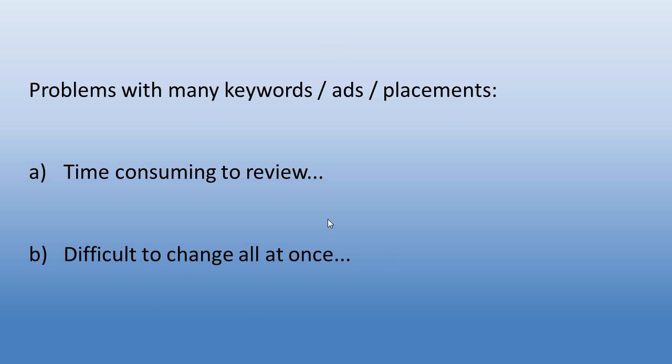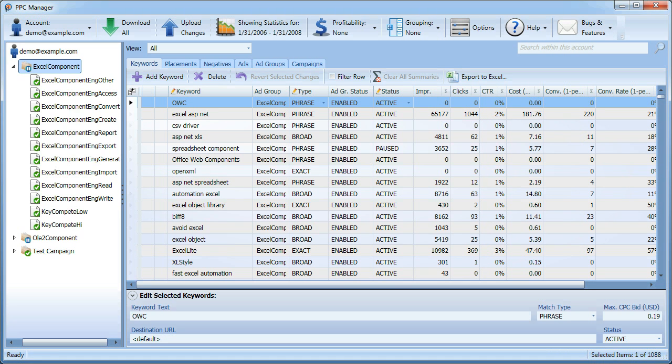Well, there are two main problems. First, every time you review your account with so many keywords, it's time consuming to go through all of them. And the second problem is when you need to make some change, it's also time consuming to make that change on all of them. We thought about that, and our solution to that problem is, for reviewing keywords, a feature called grouping. And for changing many keywords at once, we have a feature called bulk editing. So I'll switch to PPC Manager to show how we can use these features.